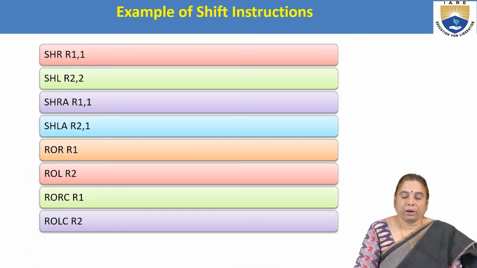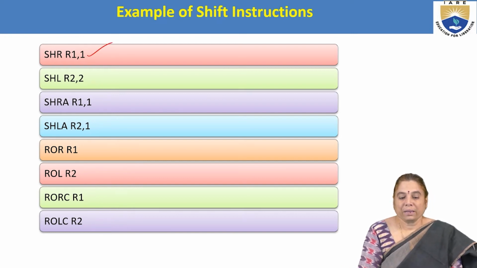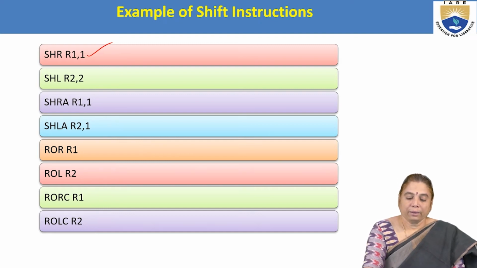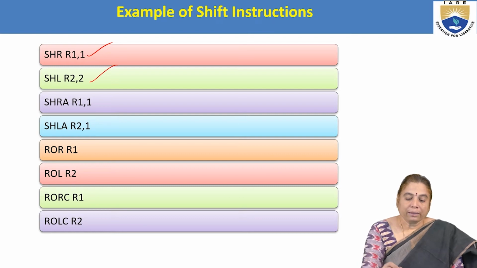How can these shift instructions be applied? SHR R1, 1: the content of R1 is shifted right by 1 bit. SHL R2, 2: the content of R2 is left shifted by 2 bits. Next, SHRA is used for an arithmetic shift right on R1 by 1 bit, and SHLA R2, 1 is an arithmetic shift left of the content of R2 by 1 bit.